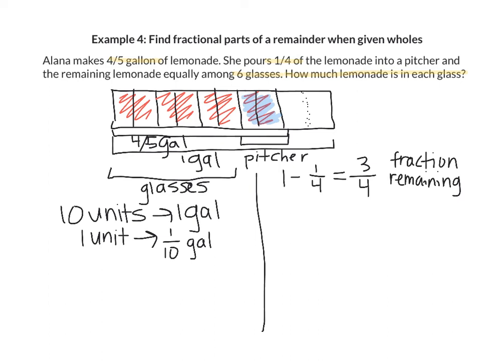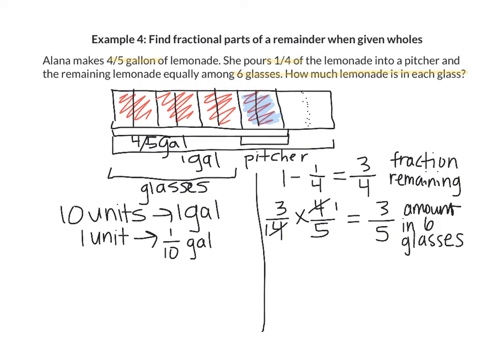Next, we want to figure out the amount of lemonade that was used to pour into the 6 glasses, and so this becomes a fraction of problem. So we're going to take 3/4 and multiply it by our total amount of lemonade, 4/5 gallons, because we're trying to find what 3/4 of 4/5 is equal to. Now we multiply, we can cancel out our 4's. And so we get an answer of 3/5. And this is the amount of lemonade for the 6 glasses.